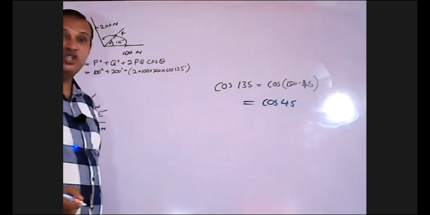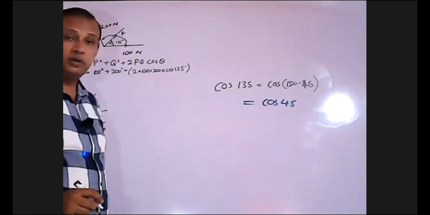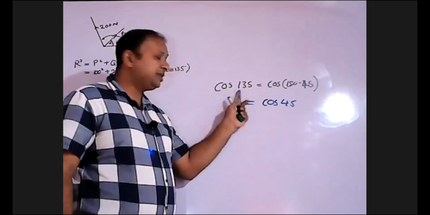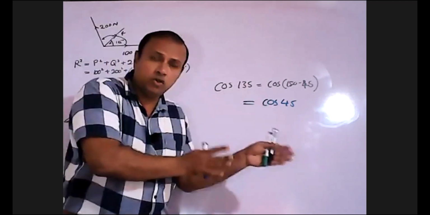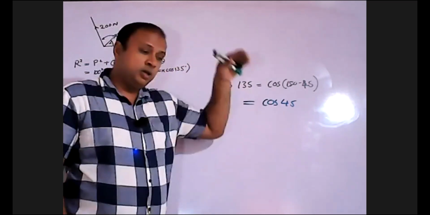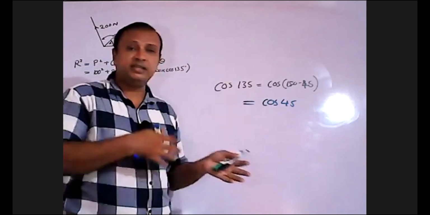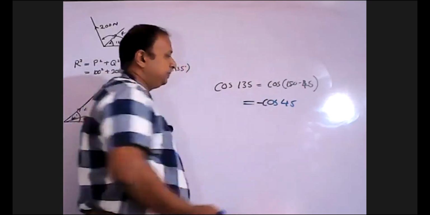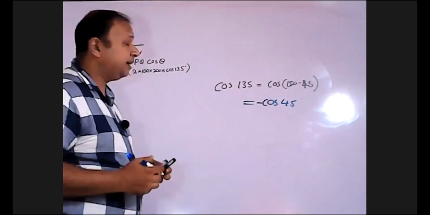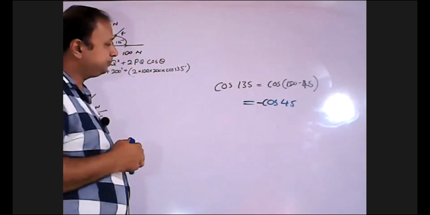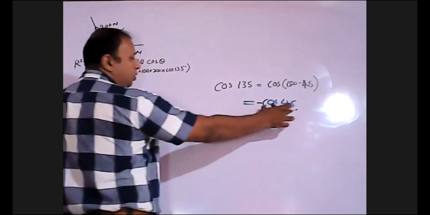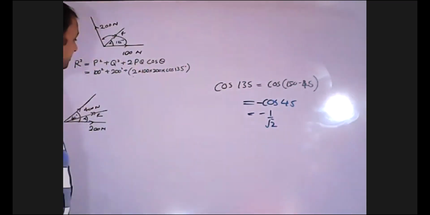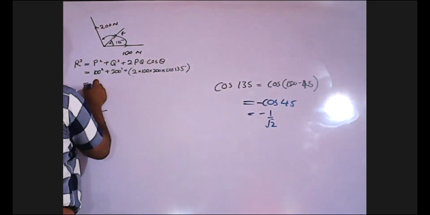Then you should check the sign of this one. How to check the sign? You should check the quadrant of this angle. 135 belongs to the second quadrant. In the second quadrant, sin values are positive, all the other values are negative. That means cos 135 should be a negative value. That is the way of determining the trigonometric value. So cos 135 means minus 1 over root 2. I can apply that here.